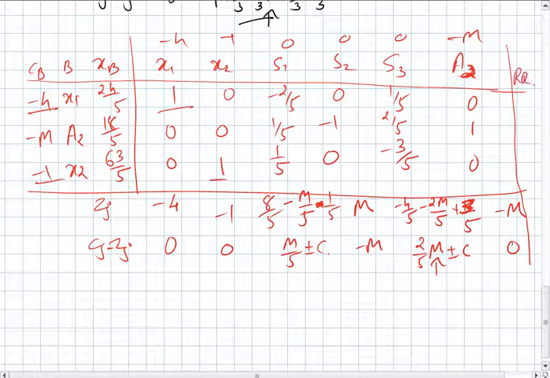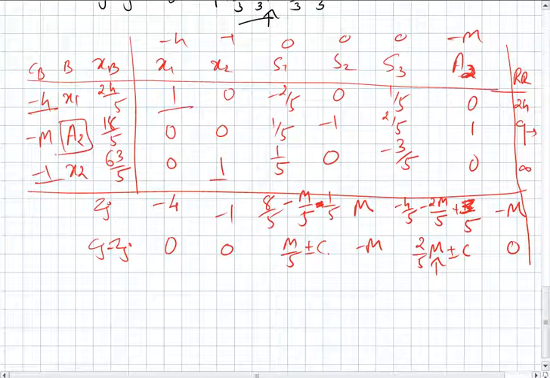Now we evaluate the replacement ratio. So which variable will leave the basis, that we can identify. 24 by 5 by 1 by 5 it is 24. 18 by 5 by 2 by 5 it is 9. 63 by 5 by minus 3 by 5, so it is negative, so infinite, so minimum value is 9. So the corresponding variable A2 will leave the basis, and S3 will enter the basis.